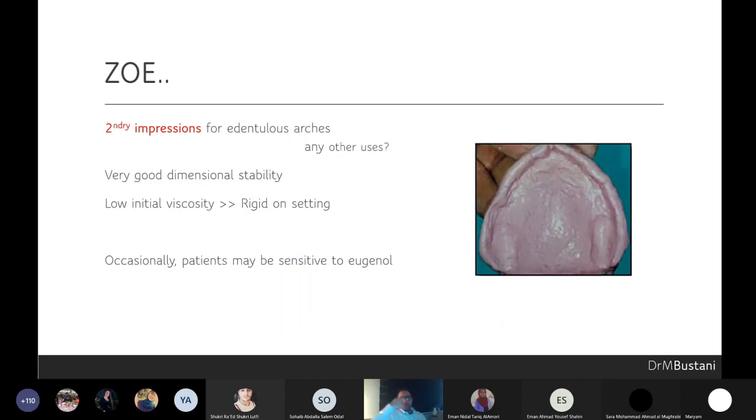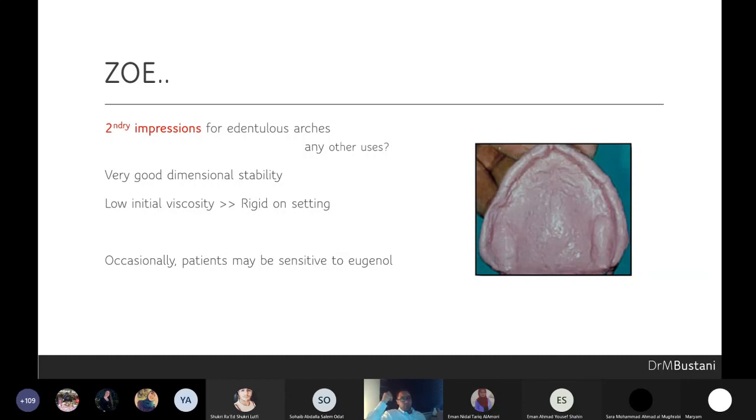There might be some other uses for zinc oxide eugenol, but with different consistency and different ratios between the zinc oxide and the eugenol. It might be used as a dressing after surgeries. It might be used as a root canal sealer, or even a root canal filling material. It's also used as a temporary cement for crowns when we're waiting for the finals to be delivered. I think these are the main uses.